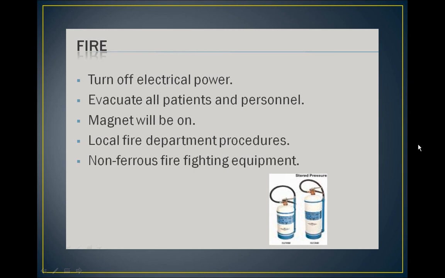If the MRI system is a superconducting or permanent magnet, there will be no way of turning off the magnetic field quickly. Your local fire department should have procedures for emergency MRIs and should understand that the magnetic field will be on. Non-ferrous firefighting equipment also needs to be accessible when fighting fire around the MRI system. Also, MRI safe aluminum fire extinguishers should be used in every MRI suite and should be labeled as such.